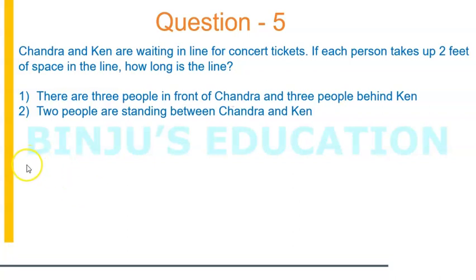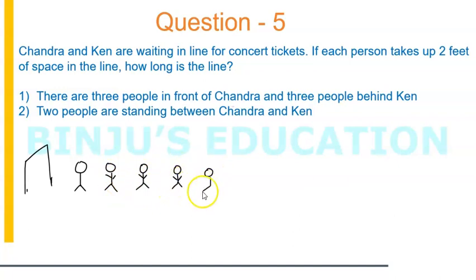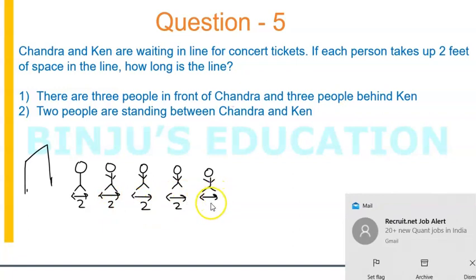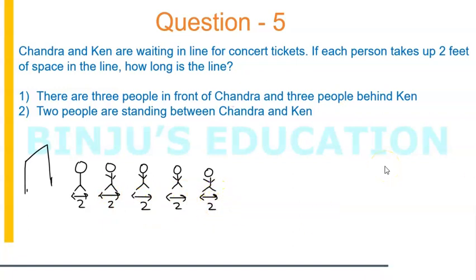So there would be a window where the tickets are being sold, and then there would be people standing right in front of it. And every person takes up 2 feet of space. So this is 2, then this is again 2, this is again 2, again 2, again 2. This is basically what this statement is saying. So C and K are waiting in a line for concert tickets. If each person takes up 2 feet of space in the line, how long is the line?